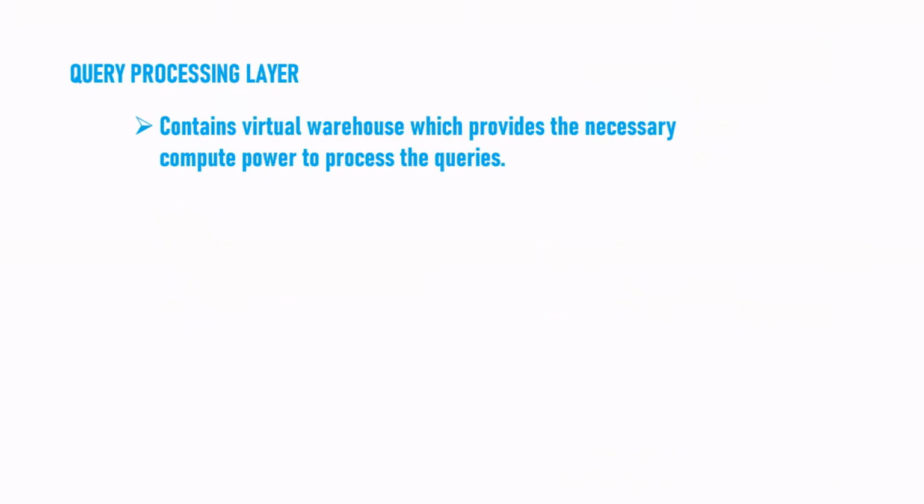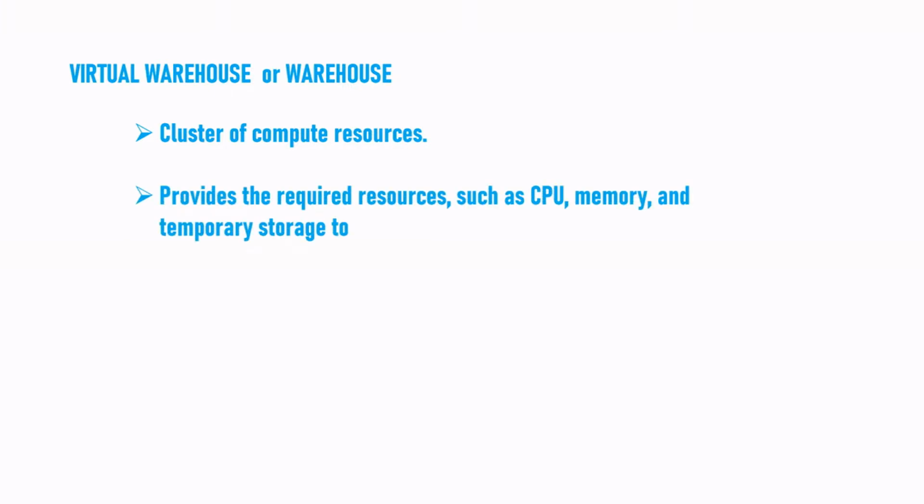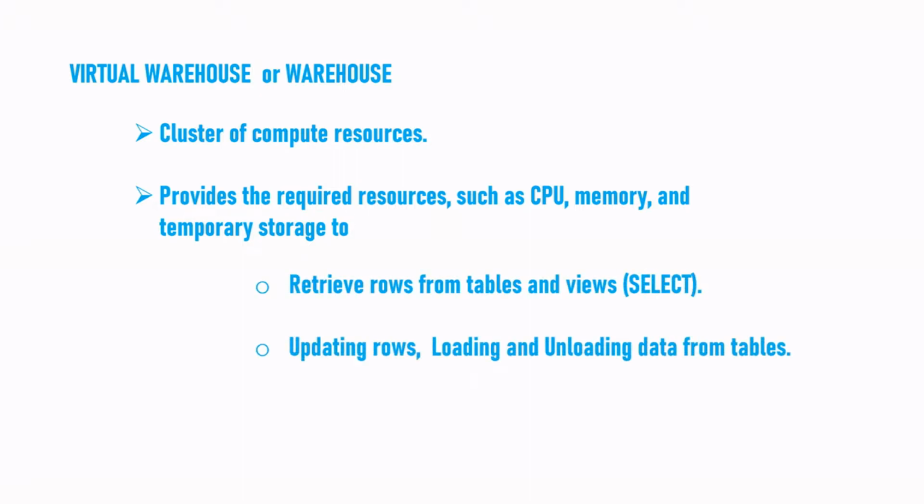Next, the Query Processing layer. The Query Processing layer contains the virtual warehouse which provides the necessary compute power to process the queries. Now let us see in detail what a virtual warehouse is. The virtual warehouse, or warehouse, is simply a cluster of compute resources. It provides the required resources, such as CPU, memory, and temporary storage, to retrieve rows from tables and views, update rows, and load and unload data from tables.